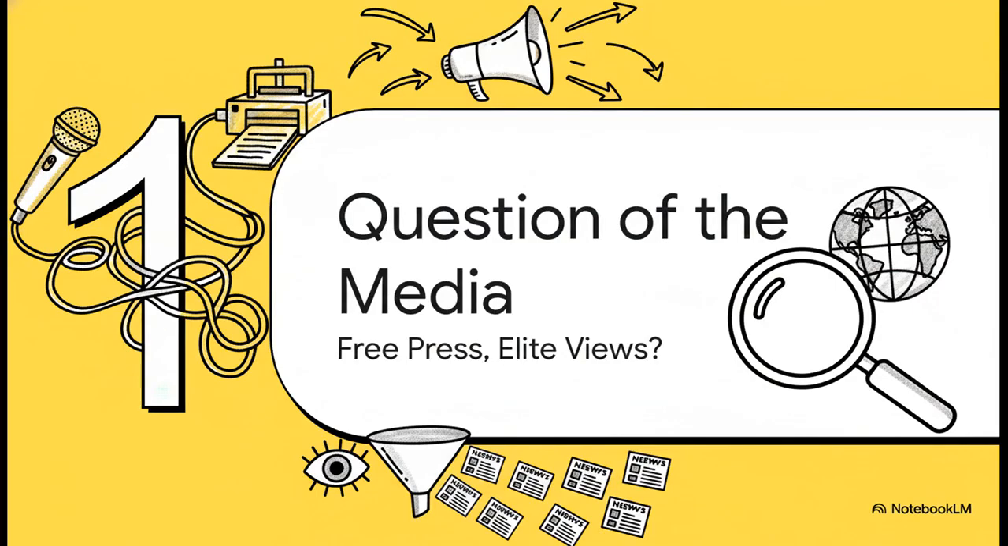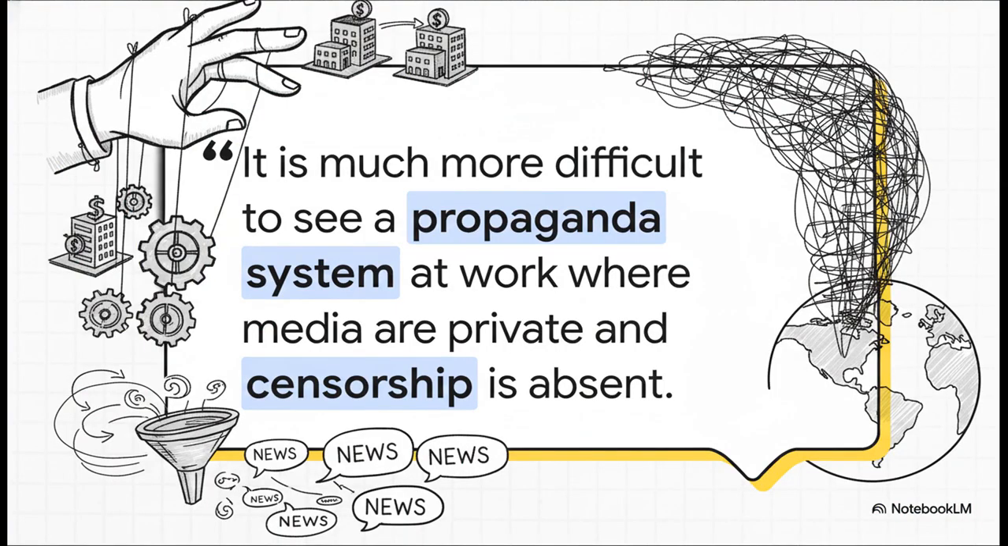Right, so let's really lock in on this central paradox. The book isn't talking about places with state-run TV stations. It's specifically analyzing a system where the press is private and, at least on paper, totally free. So, if that's the case, how does this consistent pattern of coverage seem to emerge? And this quote from the book just nails it.